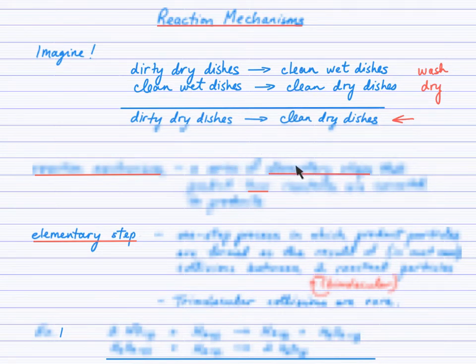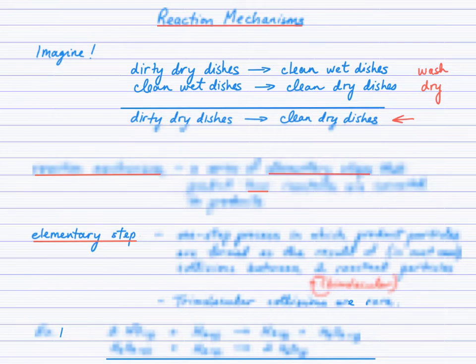So I mentioned this term elementary step. So what is an elementary step? Well, a one-step process in which product particles are formed as the result of, usually, collisions between two reactant particles. So we would call that a bimolecular collision. To have three particles collide with the correct collision geometry, you can imagine is pretty statistically low in terms of occurrence, and that's why the trimolecular collisions are rare.